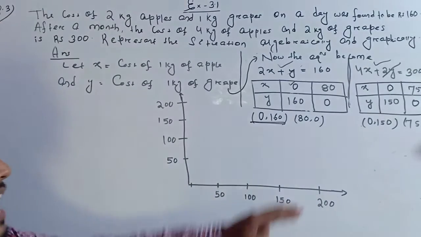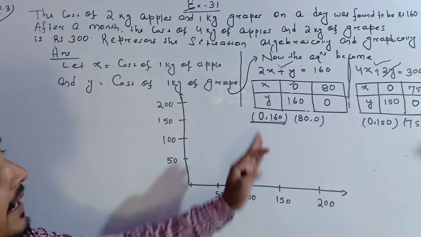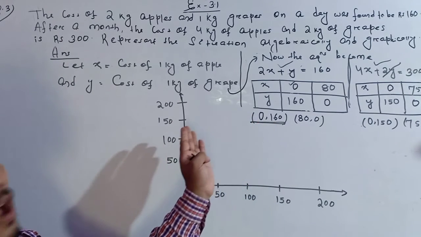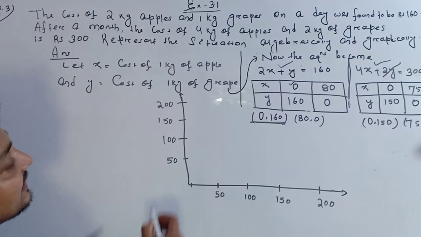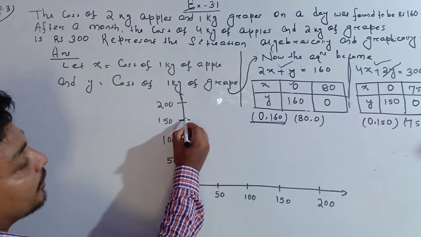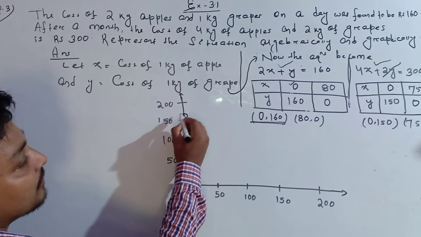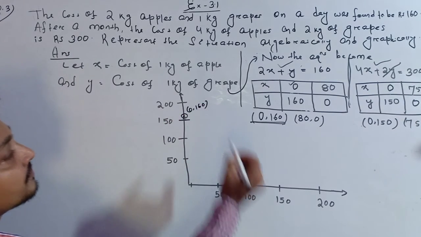So the first point is 0, 160. As the x coordinate in the point is 0, it lies 100% on the y-axis. So on the y-axis, which point? 160. Here it is 150, so 10 more are required. One small division is 5. So this point is 0, 160.